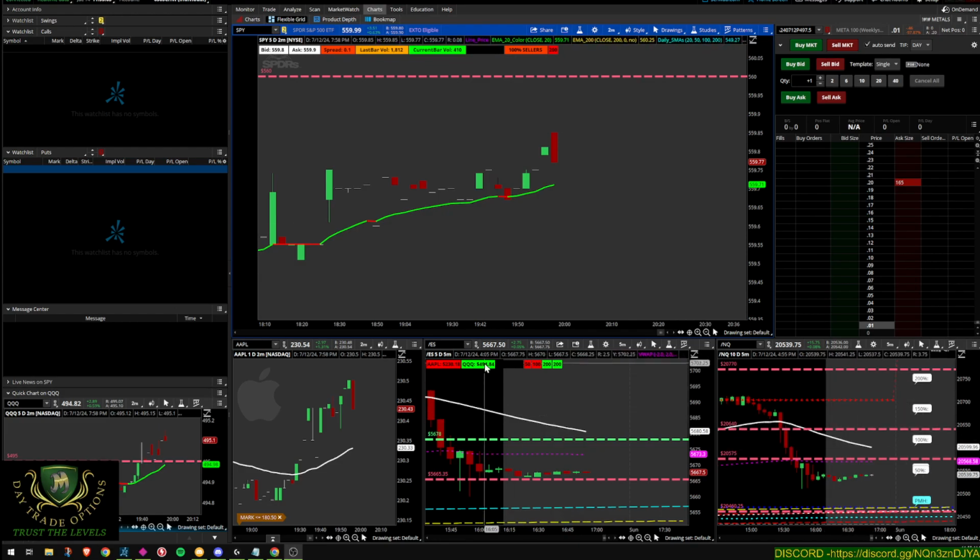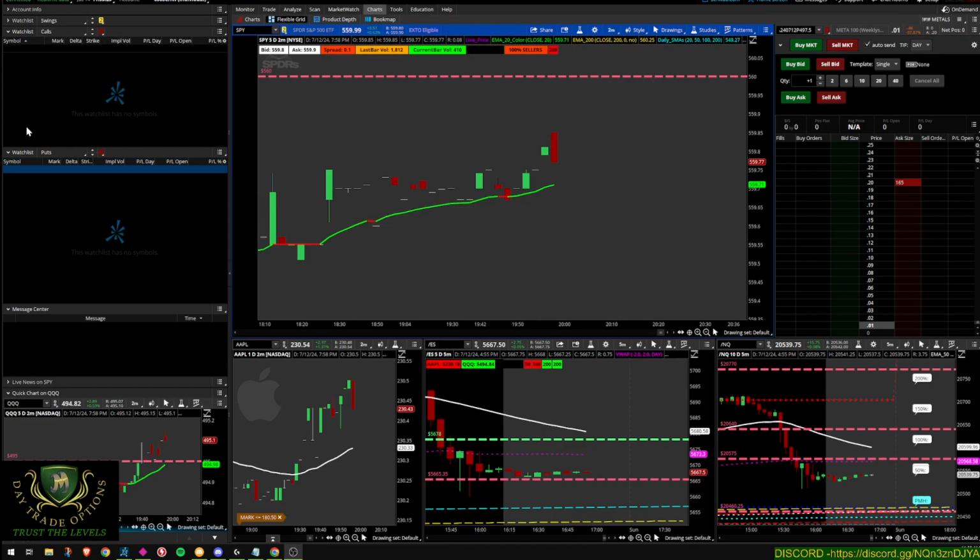I always have NQ, ES, Apple, and QQQ showing along the bottom so I can see what they're doing, if they're coming into major levels, if they're rejecting major levels, but that's not really what this is about, except for my workspace. So without further ado, let me get into how I set this up.